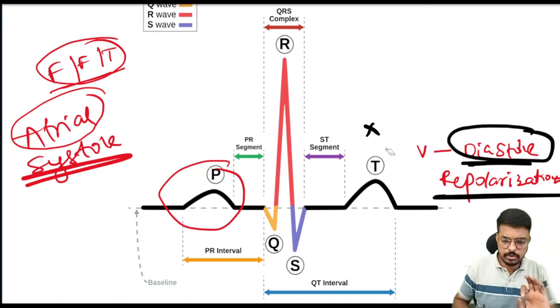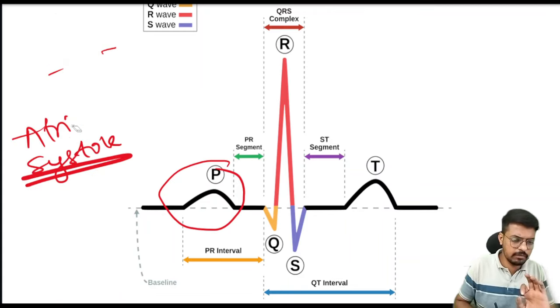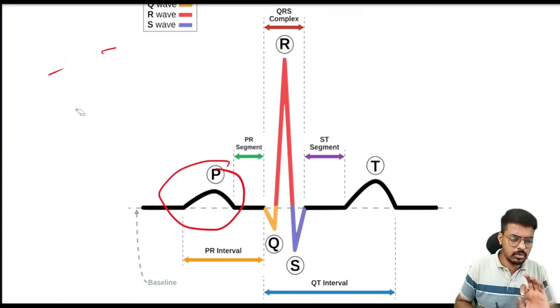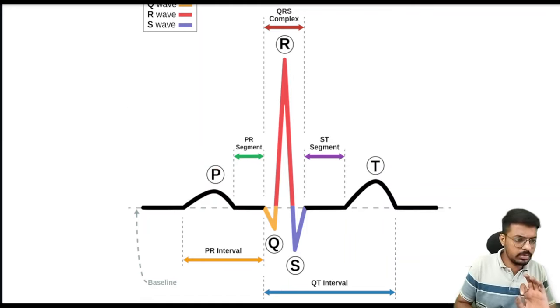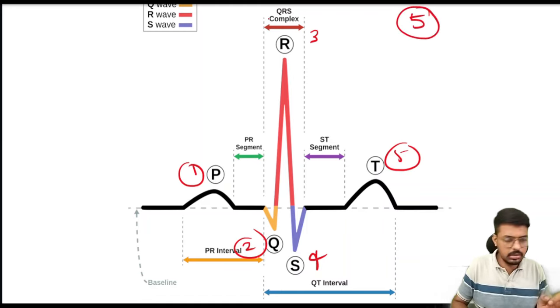So how many total waves are there in the ECG? Yes, the total number of waves in the ECG is 5. Let me count the waves for you. The first wave is the P wave, which is the first wave in the ECG. Then 1, Q, 2, 3, 4, and 5 waves. Total number of waves is 5.